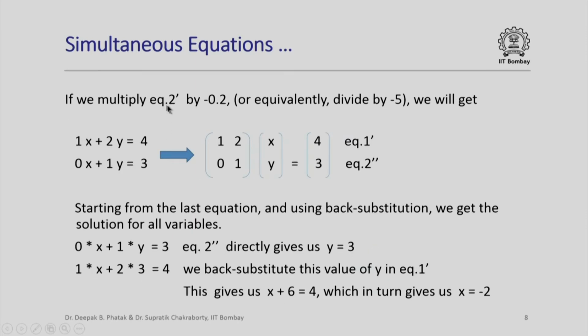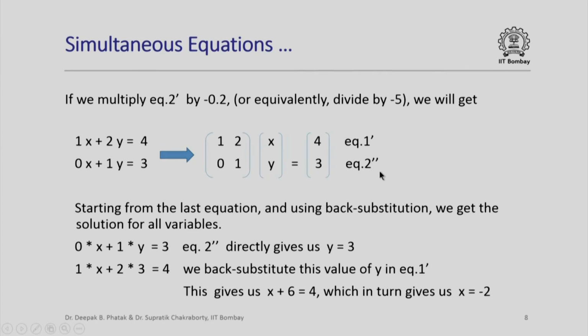If we multiply equation 2 prime by minus 0.2 or equivalently divide the whole thing by minus 5, we will get 1x plus 2y equal to 4, 0x plus 1y equal to 3. Notice that we are following the same rules, and therefore this system is same as the previous system. But now the matrix is 1 2 0 1 and the right hand side is now 4 3. We call them equation 1 prime and equation 2 prime.